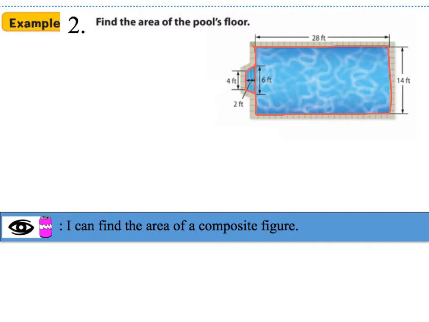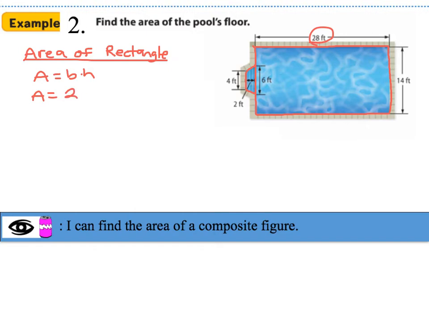So we can go ahead and find the area of the rectangle and find the area of the trapezoid, add them up, and we'll get our answer. So to find the area of the rectangle, let's use the formula area is equal to the base times the height. So we know that the base of the rectangle is equal to 28 feet. And we know that the height of the rectangle is equal to 14 feet. So if I multiply those together, then the area of the rectangle would be 392 feet squared.